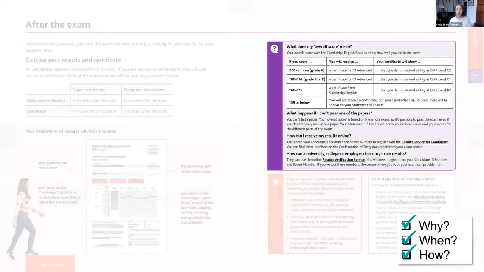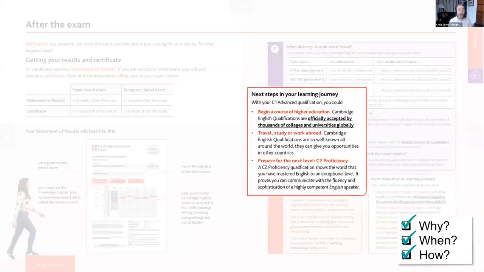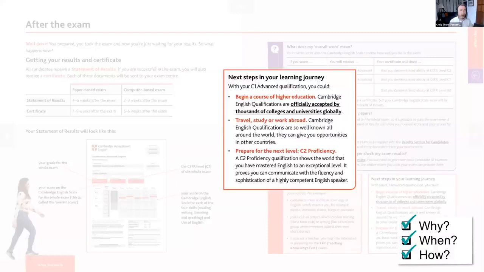It gives some more information about what their scores might mean, and some answers to some very important questions, like how can employers or maybe universities verify results? It provides some suggestions about what candidates might be able to do next to continue developing their language skills. So what could be the next step in their learning journey, and some of the doors that their new qualification might open up to them.